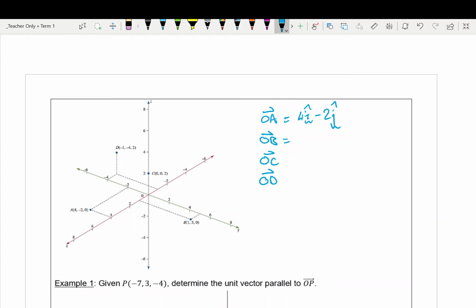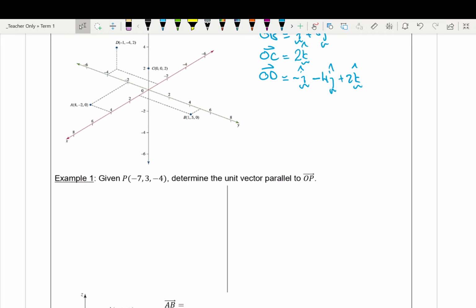Similarly for O to B, that's 1, 5, 0. So we're going to get 1i, or just i, + 5j. Then for O to C, we're going to 0, 0, 2. So that's the z direction. We've got 2k. And the last one, point D, which is -1, -4, 2, we've got -i - 4j + 2k. So those are our 4 points there, represented as 3D vectors.